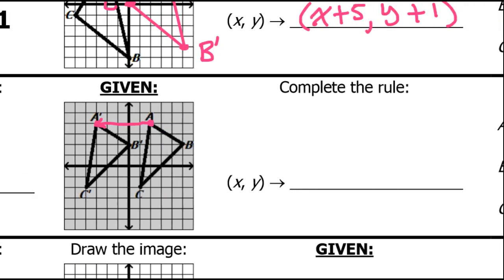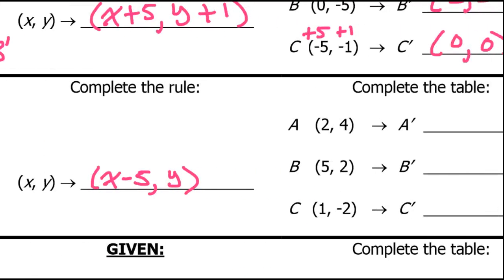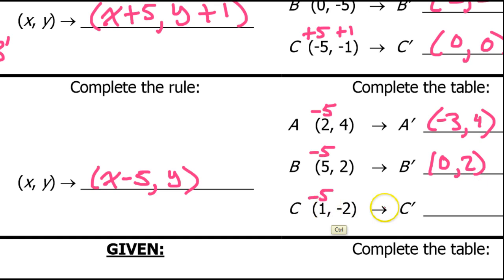And as a rule, if you translate left 5, that means that the x value is decreasing by 5. The y value is not changing. All right, so the x value is decreasing by 5 in all of these cases. So A prime, negative 5 and 2 is negative 3. The y value stays the same. Negative 5 and 5 is 0. The y value stays the same. Negative 5 and 1 is negative 4. The y value stays the same. So we have negative 3 comma 4.